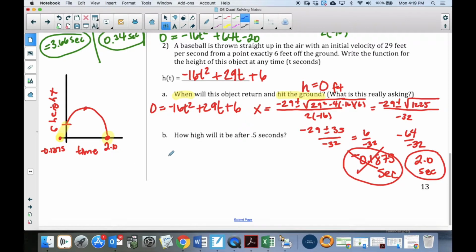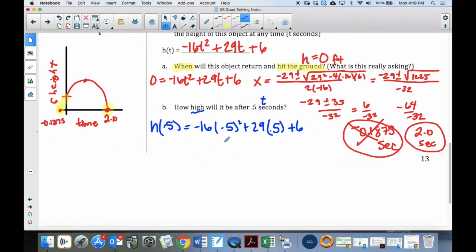The next question asks, how high will it be after 0.5 seconds? Remember, seconds is time, right? So if we go to our equation, the question is asking how high will it be? Well, we can find the height by plugging in. The height after 0.5 seconds is, and then plug in our 0.5.